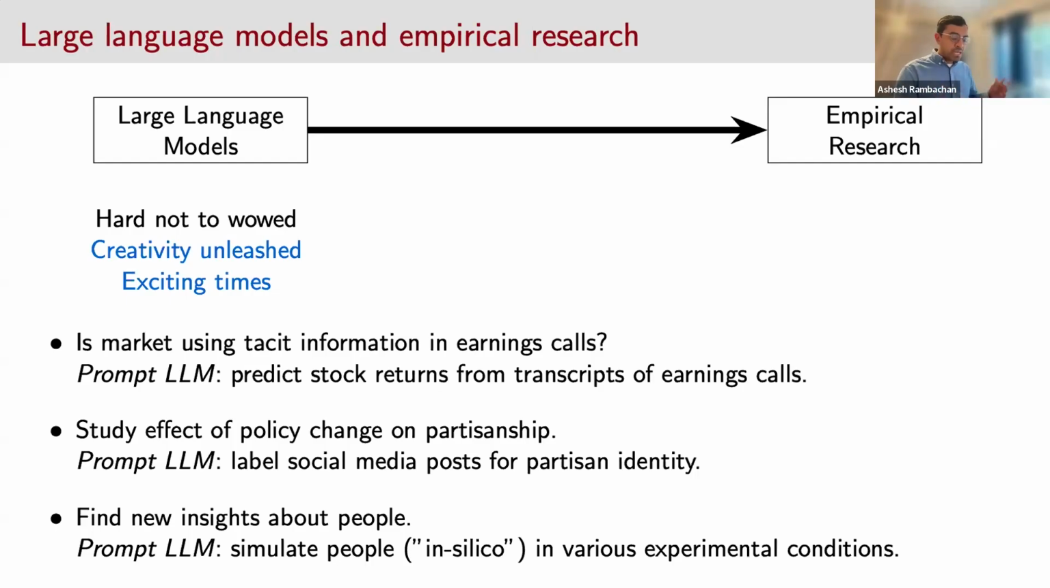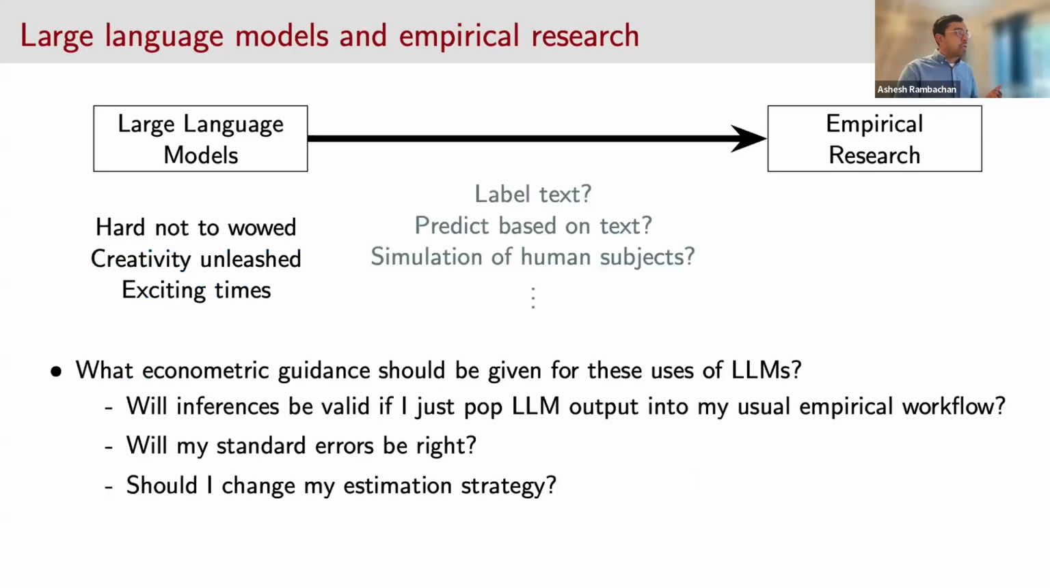So across all of these applications, what I want to think about over the next hour is quite simply this: people come to me all the time and ask, what sort of econometric guidance can be given to help applied researchers use large language models in exactly these sorts of research questions? In thinking about that problem, there are several sub-questions. Will inferences be valid if researchers just pop a large language model output into their usual empirical workflow? Will their standard errors be correct? Do they somehow have to adjust their estimation strategy because they are plugging these outputs into downstream research?